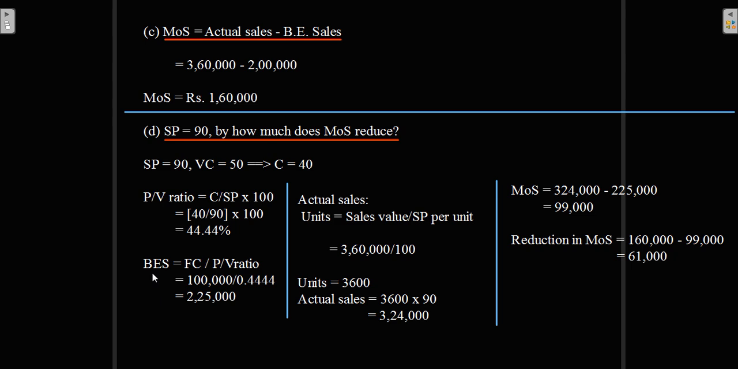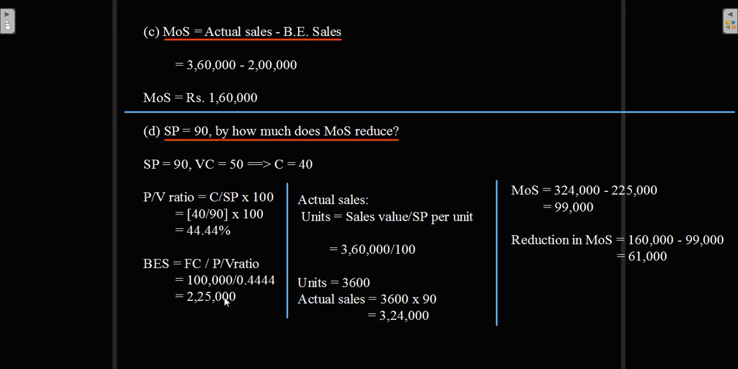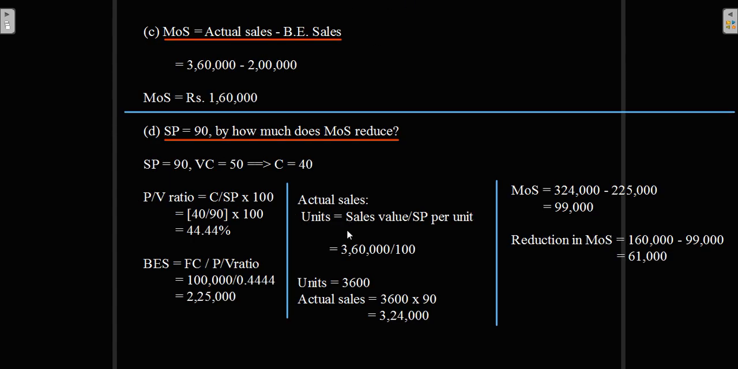The new break-even sales is fixed cost divided by PV ratio. Fixed cost also given in the question as 1 lakh. 1 lakh divided by the new PV ratio, 2,25,000. Now to find the actual sales. If you look at the question, they have not given us the number of units. To find the number of units, you simply have to divide the total sales by the selling price per unit. 3,60,000 divided by 100 will give you the number of units, 3,600. So this 3600 into the new selling price 90 rupees, you will get the actual sales value.